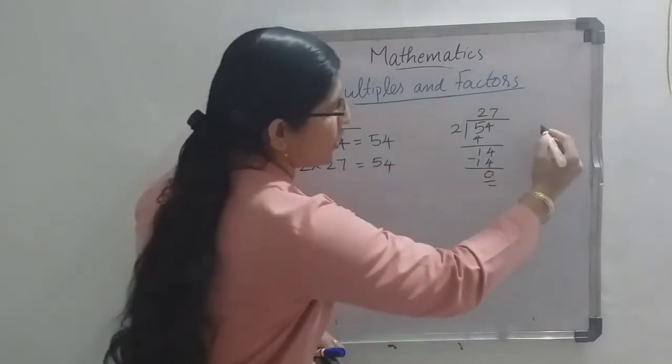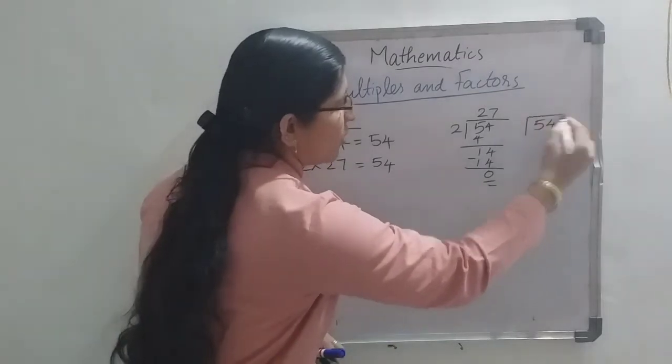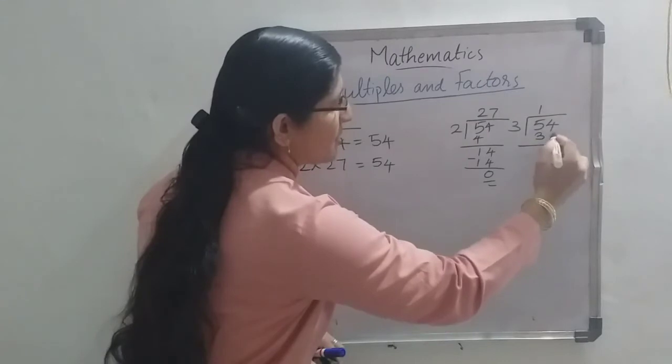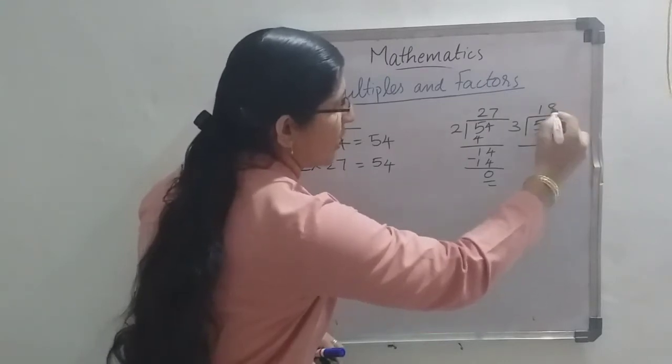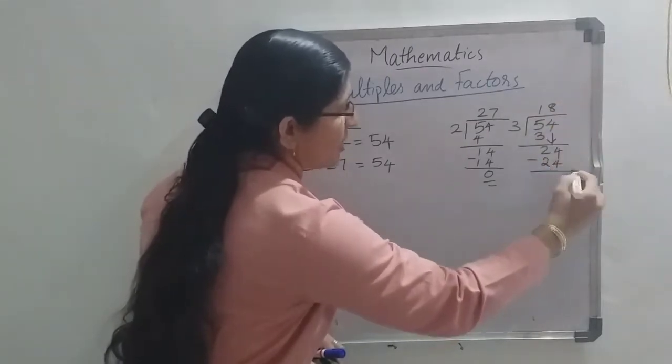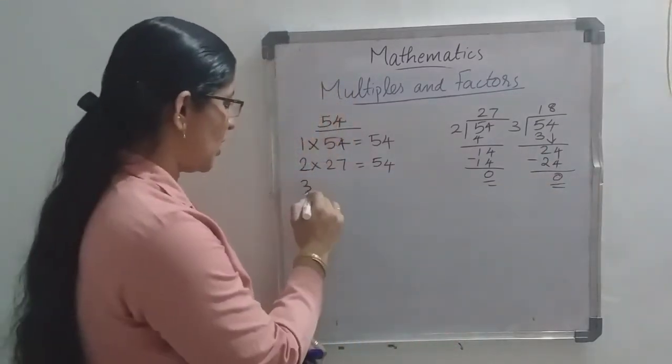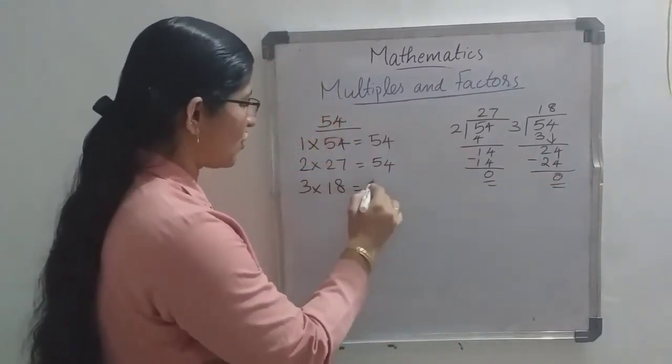Next, 3. We need to divide by 3. We need to check all the numbers. 1 3 is 3, 5 minus 3 is 2, 24, 8 3s are 24. Yes, 3 is also a factor of 54. So 3 into 18 is a factor of 54.